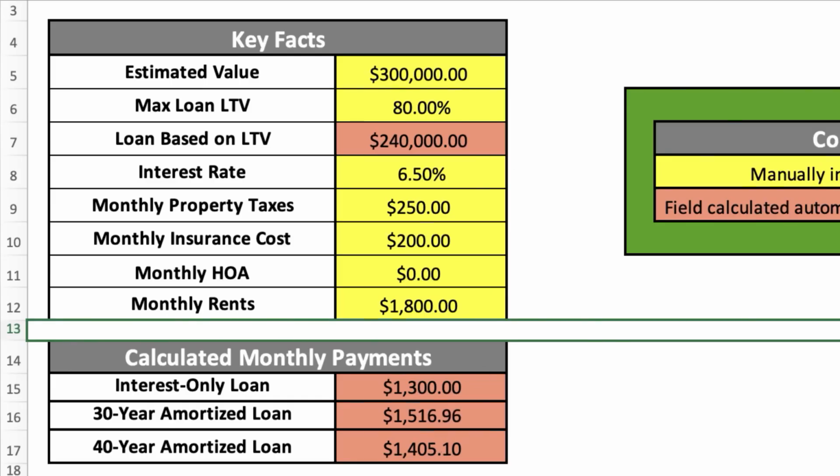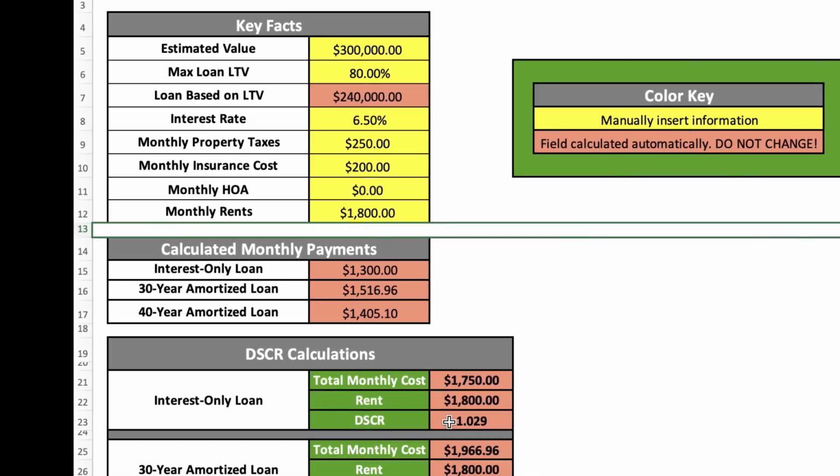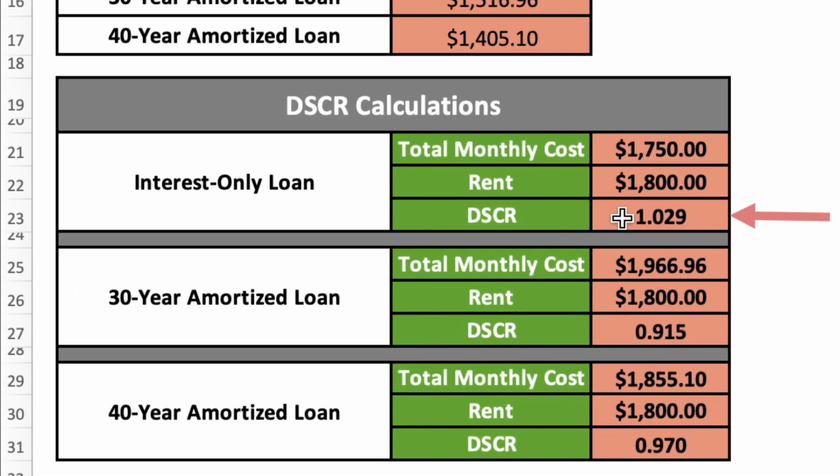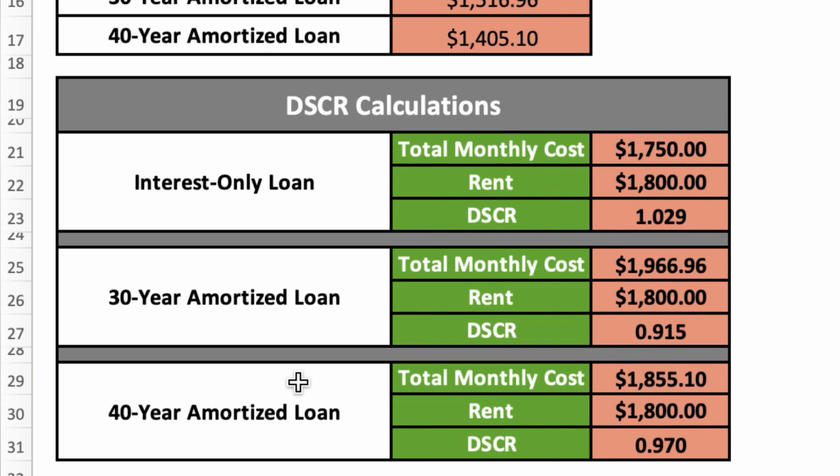So what you're going to see on the screen here when you look at the DSCR calculator, there's three different options. There's an interest only, there's a 30-year amortized, and a 40-year. Based on these, the interest only does qualify because you can see under the DSCR, the third line down, under the interest only, it's above 1. But if you look at a 30-year or a 40-year, so if you're looking for an amortized loan, this property at 80% does not qualify because the DSCR ratio is less than 1.